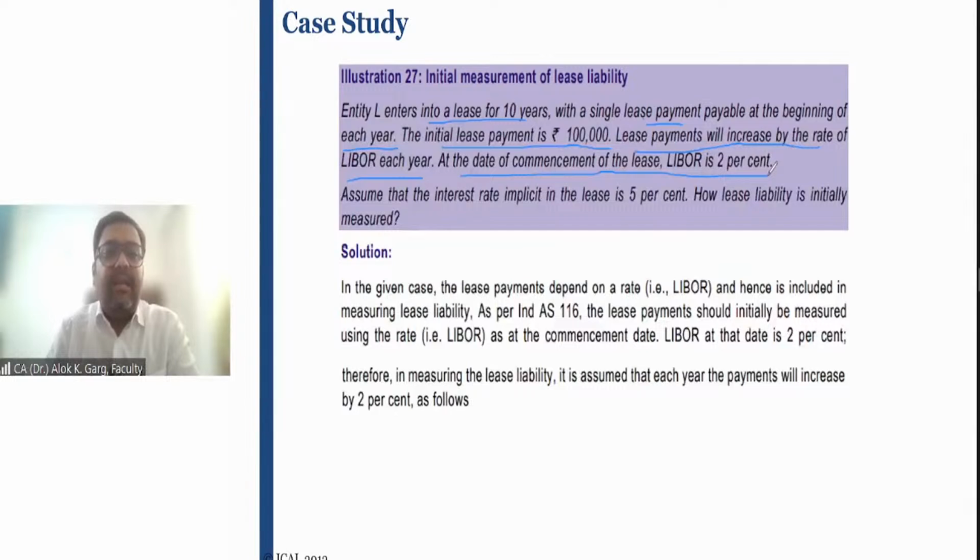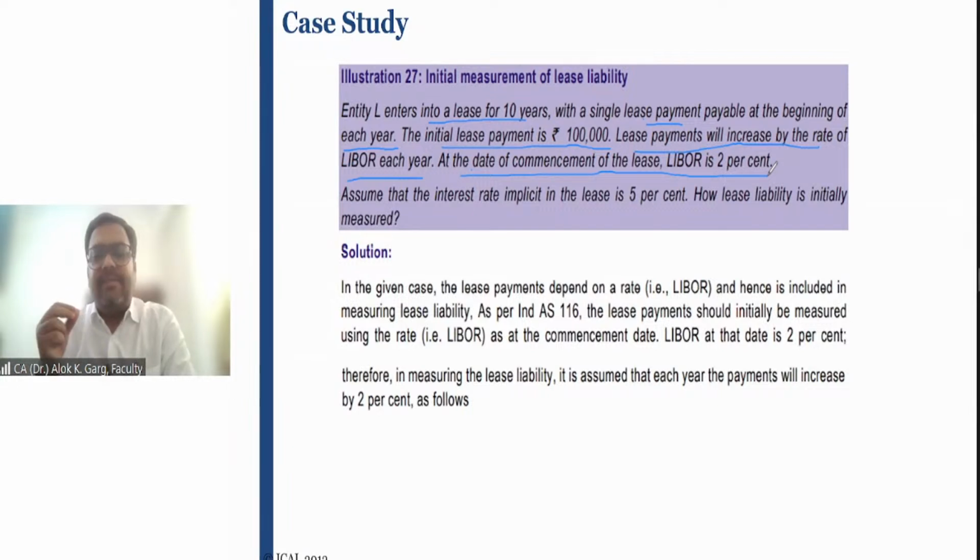So entity L enters into a lease for 10 years, right? So what is my lease term? Lease term in this case is 10 years with a single lease payment payable at the beginning of each year. Friends, please write down at one place. This is a very important aspect in your exam, where students make a mistake.